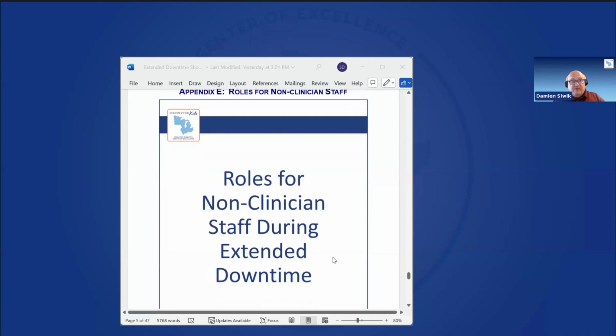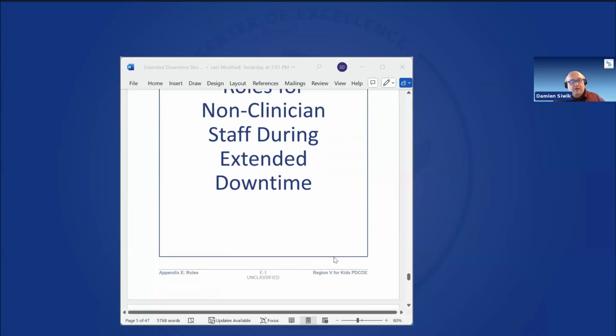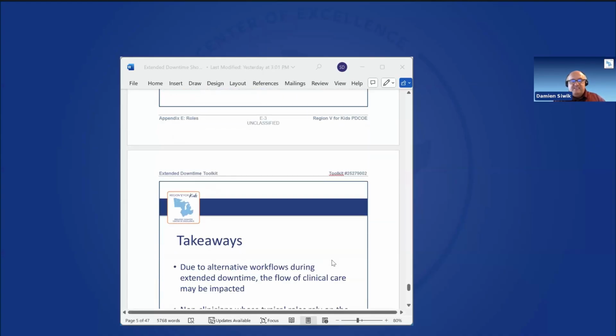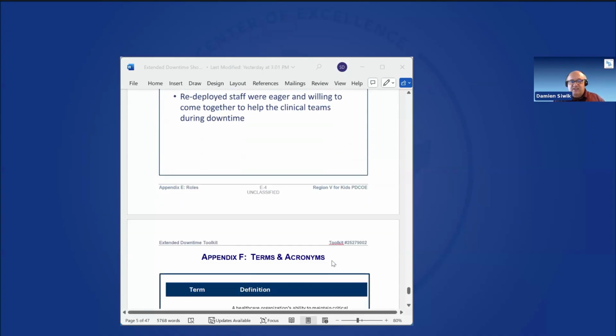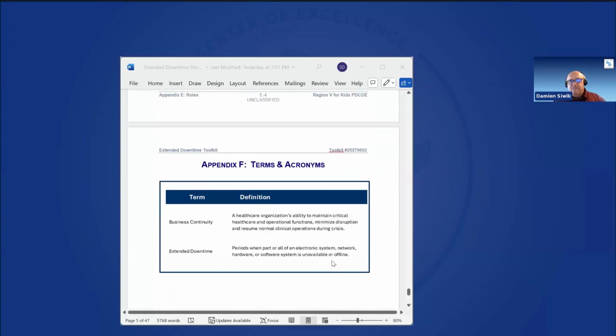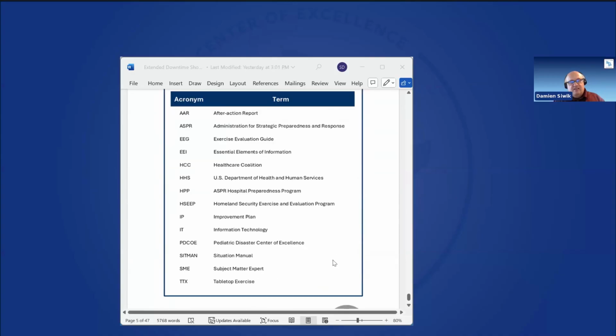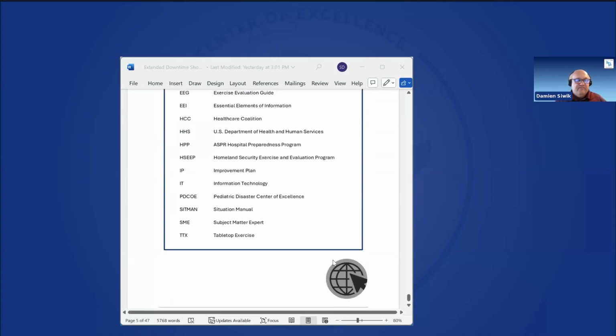So this particular appendix, the roles for non-clinician staff during extended downtime, is short, bullet pointed, and direct to the point with some guidance and takeaways. A quick and easy read, would recommend it. Terms and acronyms, we defined business continuity, extended downtime, and of course, the traditional acronyms at the end of every document.